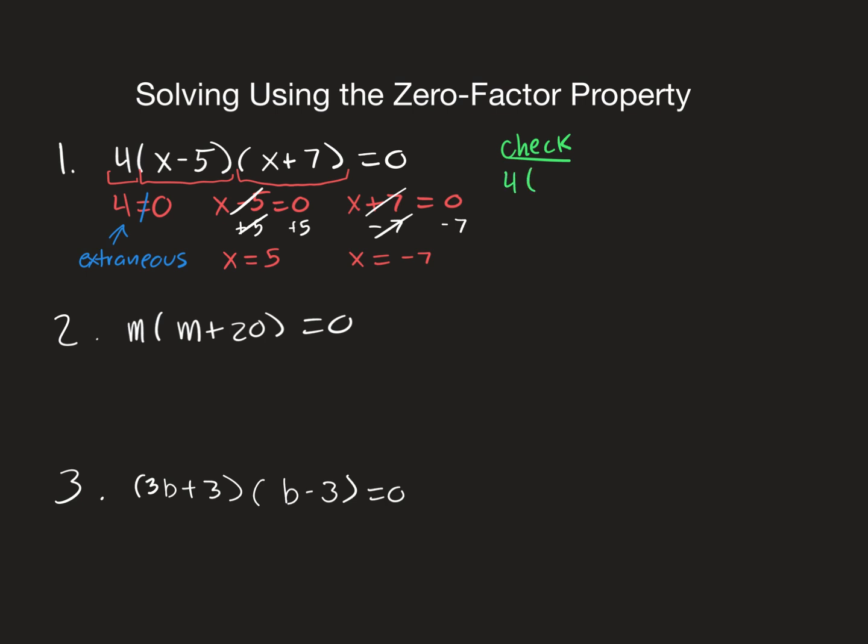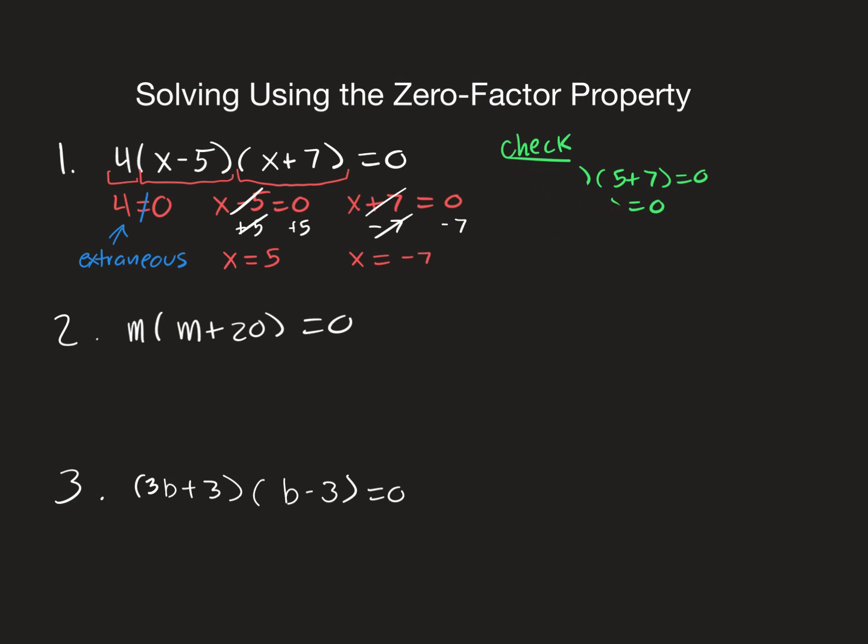So we have 4, 5 minus 5, and 5 plus 7 equals 0. So I'm going to do the parentheses, and we have 5 minus 5 is 0, and then this is 12 equals 0. We can stop here because the presence of a single 0 will make this entire thing equal to 0. So 5 does check out.